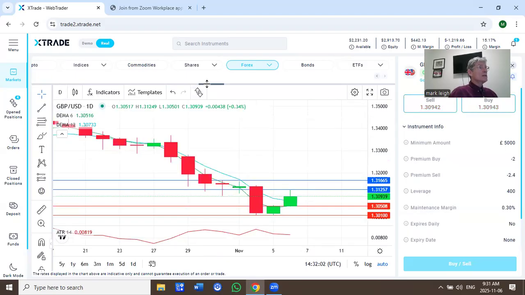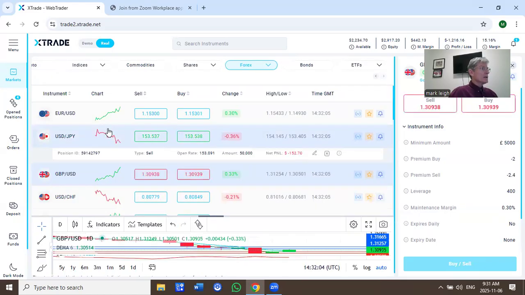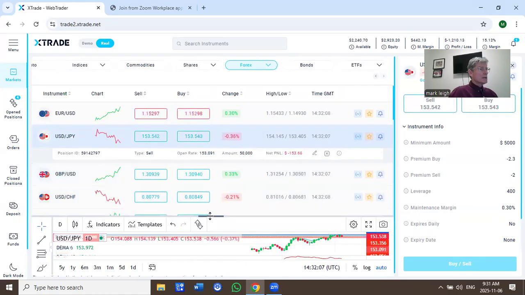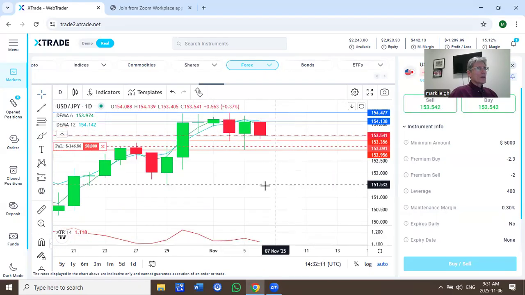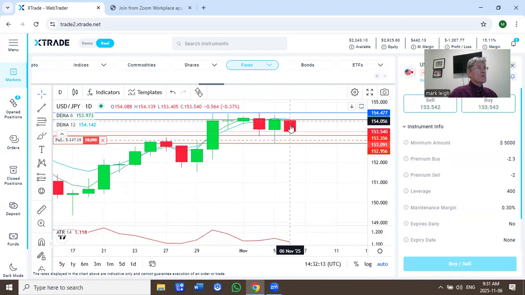US yen. Here you can see the red candlestick, that's selling US, buying yen, again US weakness against the yen. I've got resistance at 154.13. I've got support at 153.35. Almost tested that support level.